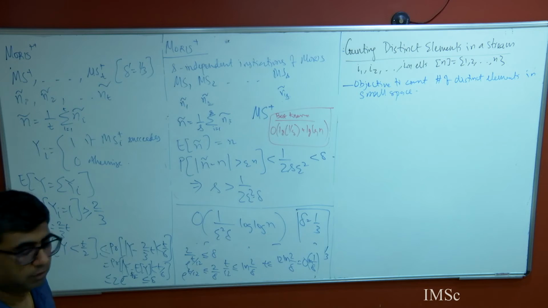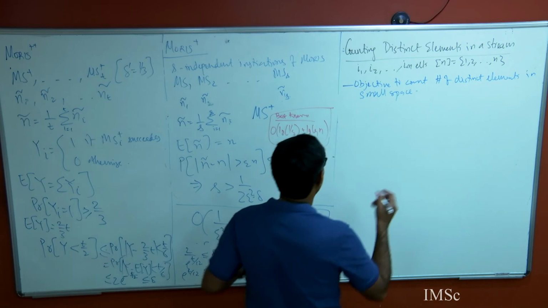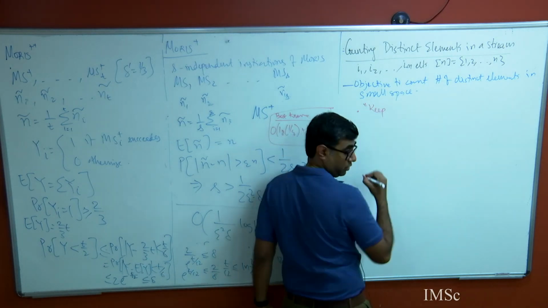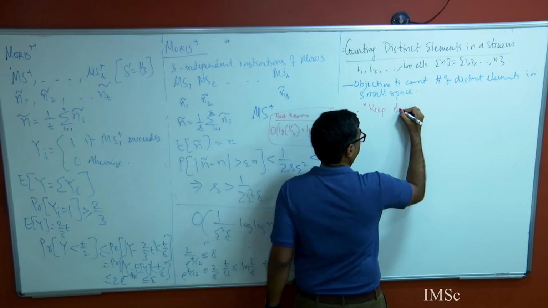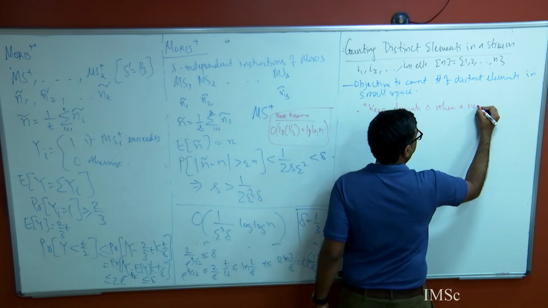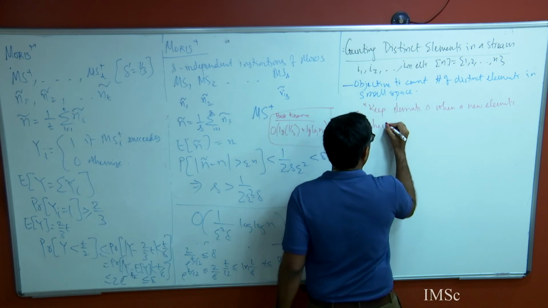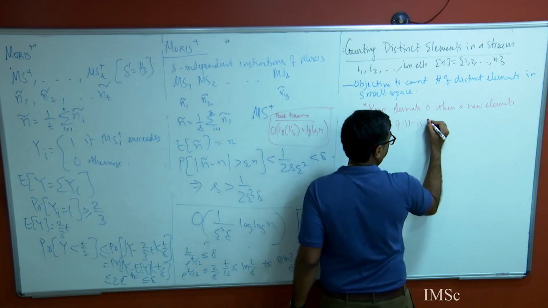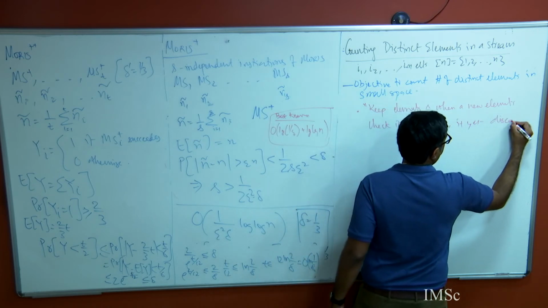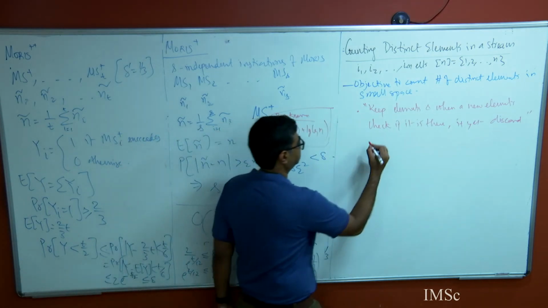Okay, so his solution is: keep elements, and when a new element comes, check if it is there. If yes, discard. Am I right? Else keep.